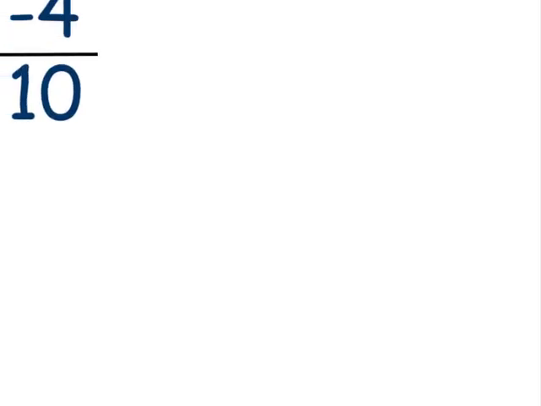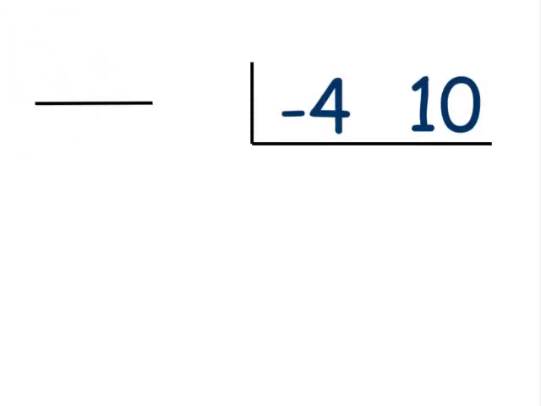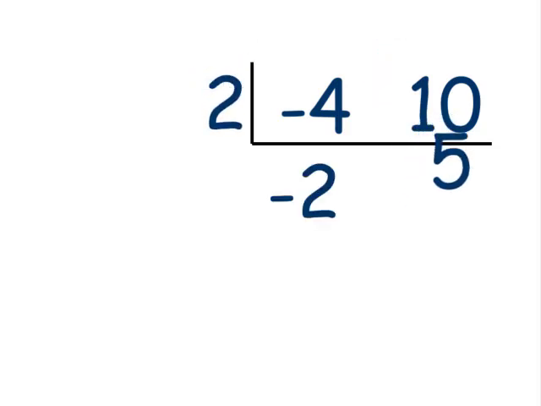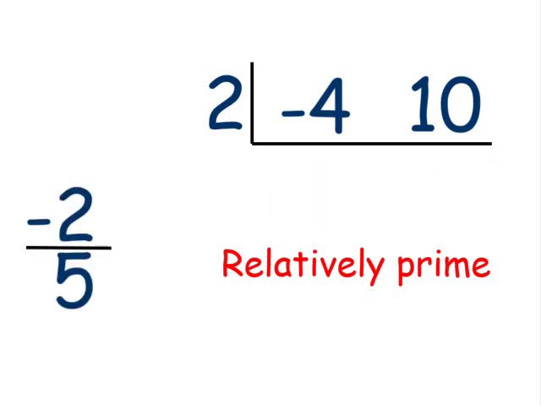-4 over 10 needs to be reduced. 2 goes into -4 -2 times, 2 goes into 10 5 times. So our answer is -2/5.